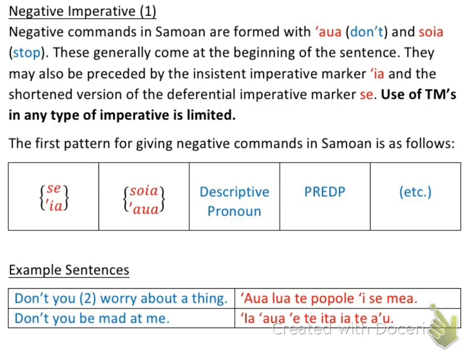And these are a little bit more tricky, not too bad. So negative commands, that's basically what imperatives are in Samoan, are formed with awa, and that means don't, and soia, that means stop. These generally come at the beginning of the sentence. They may also be preceded by the insistent imperative marker ia or ya, depending on who's saying it and how it's being said, or the deferential imperative marker say. And then the use of tense markers in any type of imperative is limited.